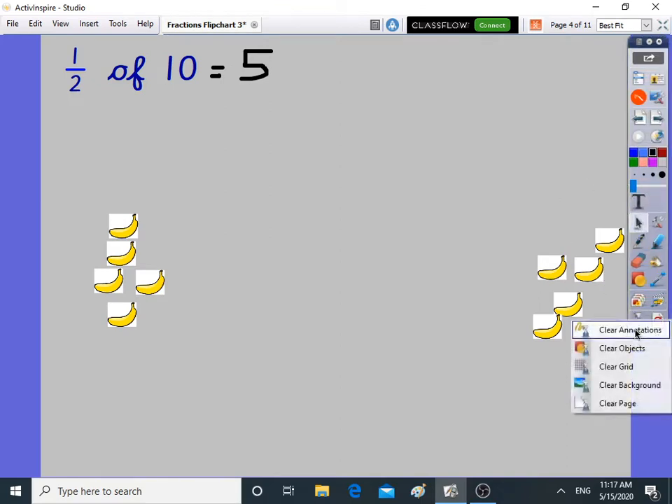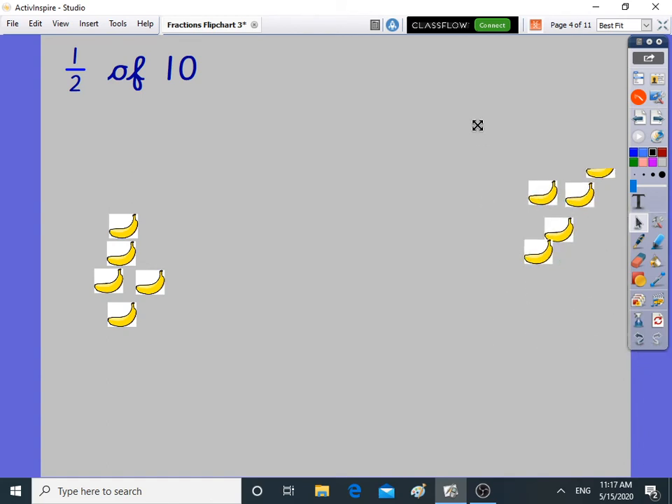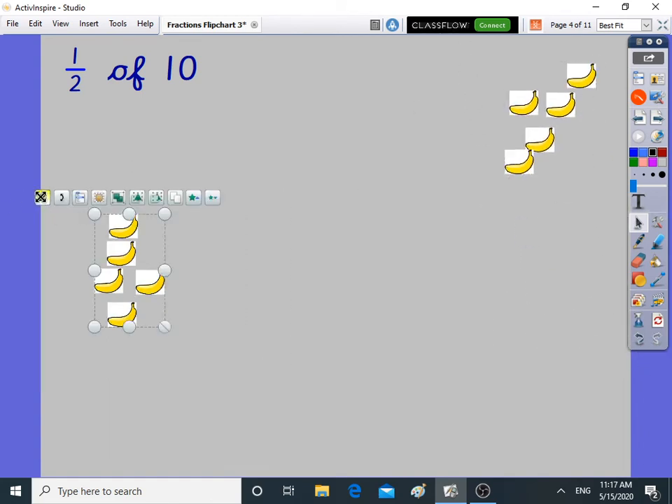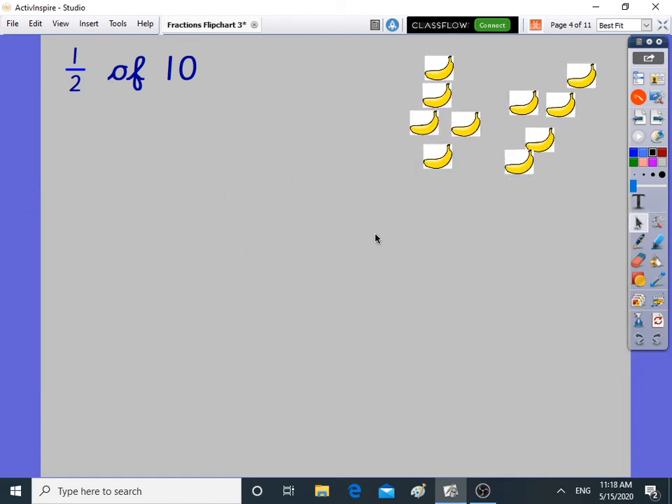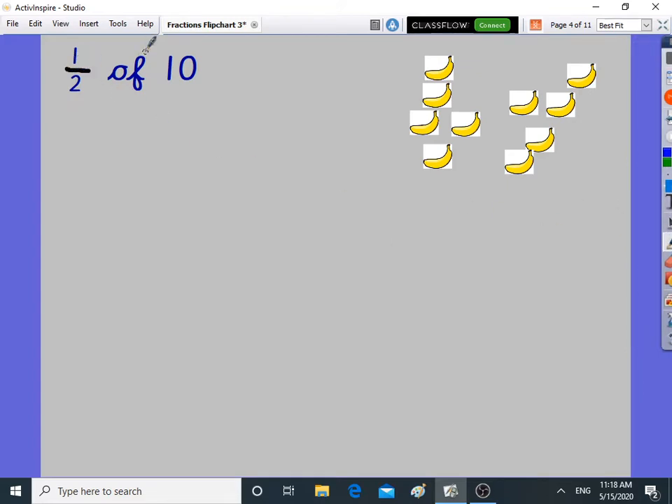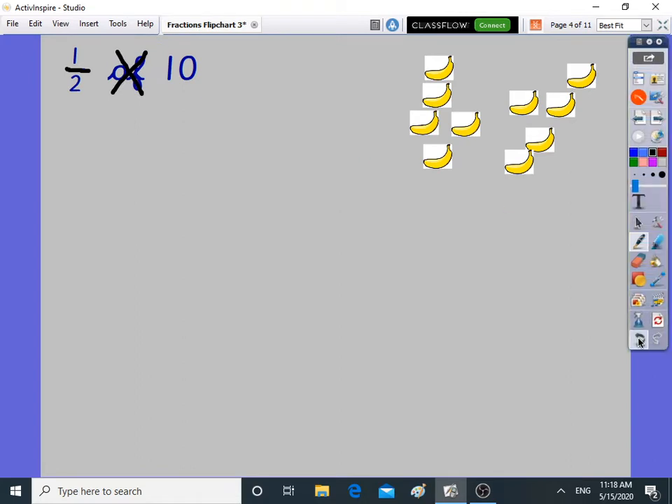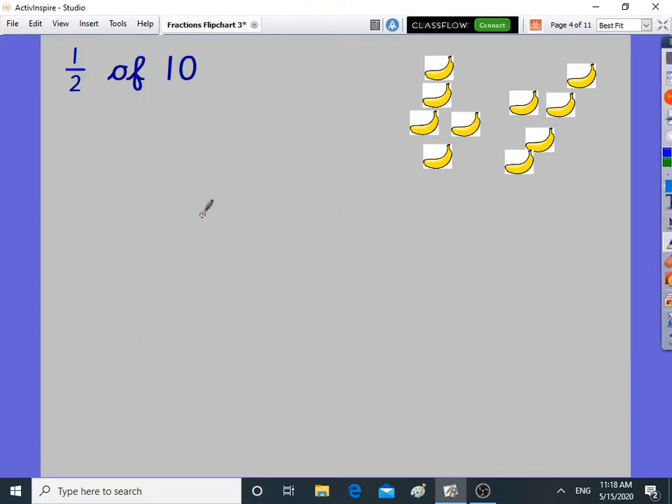And the final way we could do this, let's put the bananas back up the top. I'm actually going to do it without bananas. I'm going to do it with songs, because you know that I said this line means divide and of means times. Okay, so divide and times are involved in these questions. We can just sing our way to the answer.